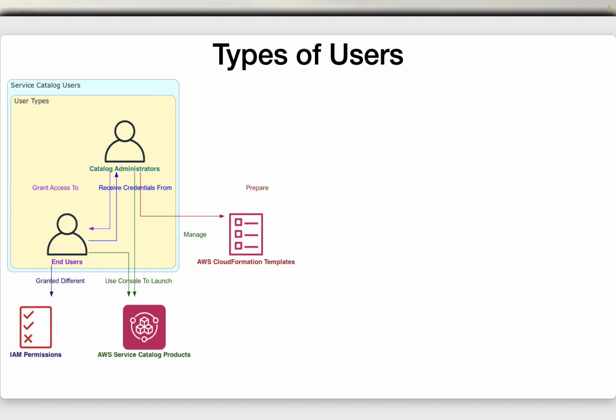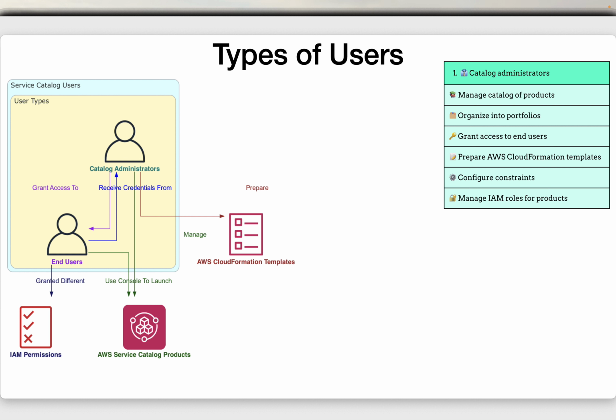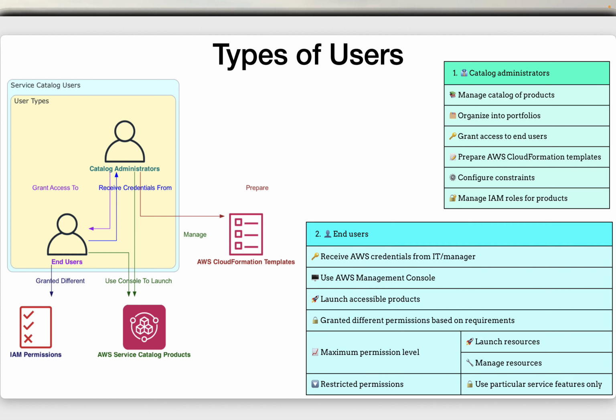So types of users. There are two types of users. One is catalog administrators. They manage a catalog of products, which are basically applications and services, organize them into portfolios and grant access to end users. Catalog administrators prepare AWS CloudFormation templates, configure constraints, and manage IAM roles for products to provide for advanced resource management.